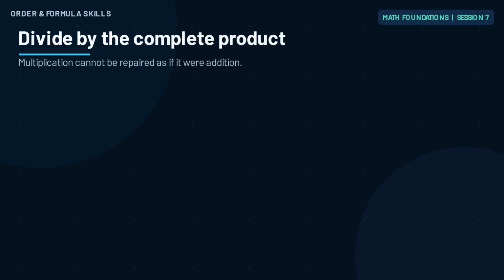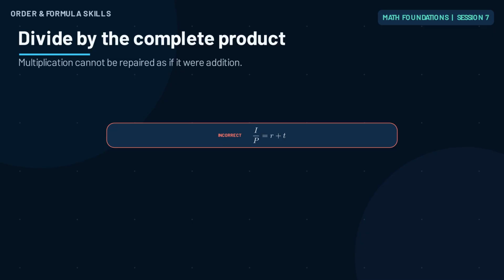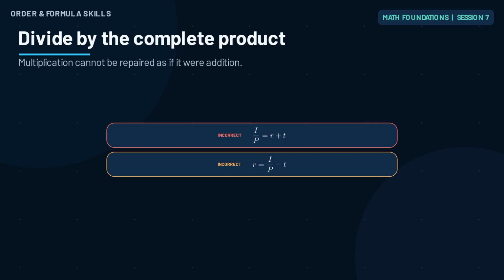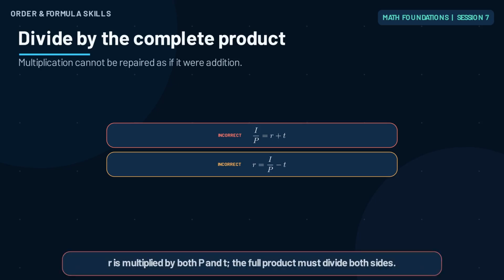A common rearrangement error divides by only part of a product. From I equals PRT, incorrect work may divide by P and write I over P equals R plus T. It may then subtract T, producing R equals I over P minus T. The formula contains multiplication, not addition, so R is multiplied by the complete product PT.